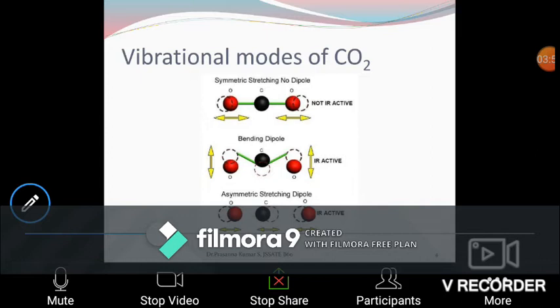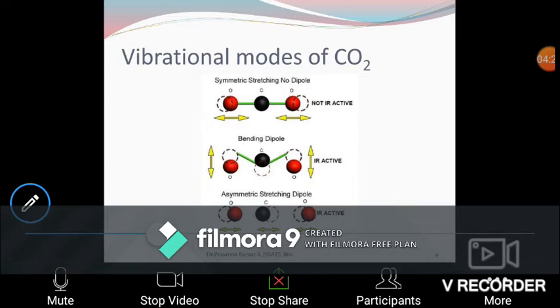Here only the oxygen atoms vibrate, leaving the carbon atom. The frequency of vibration of this symmetric stretch is 4 into 10 to the power of 13 hertz. The center one is the bending mode, where the carbon moves up and the oxygen atoms move down. When the oxygen atoms move up, carbon moves down, so they move in opposite directions. That particular mode is called the bending mode.